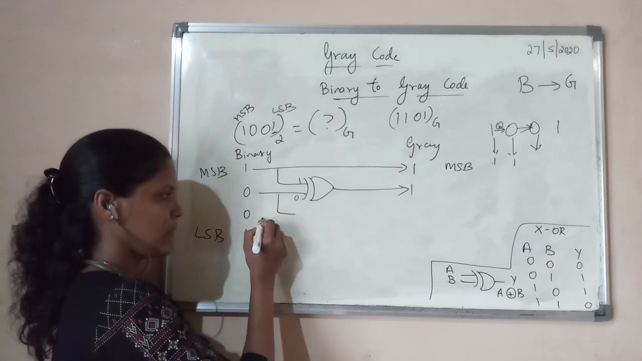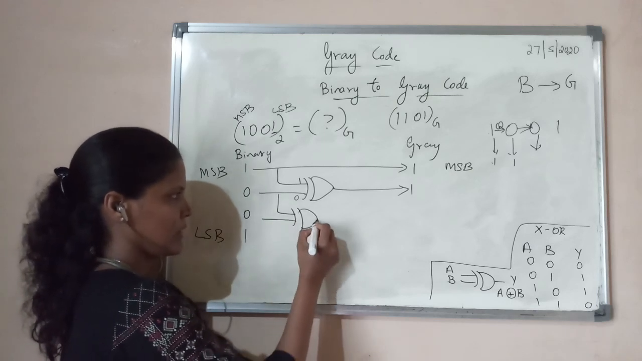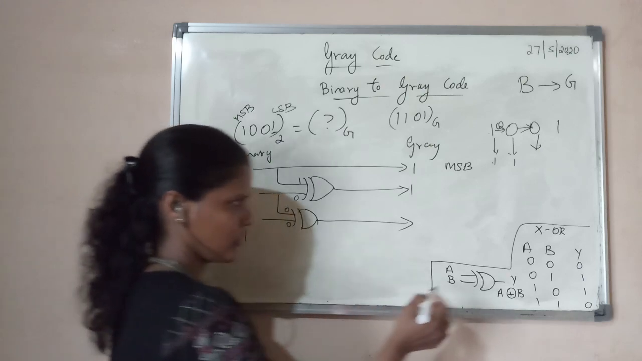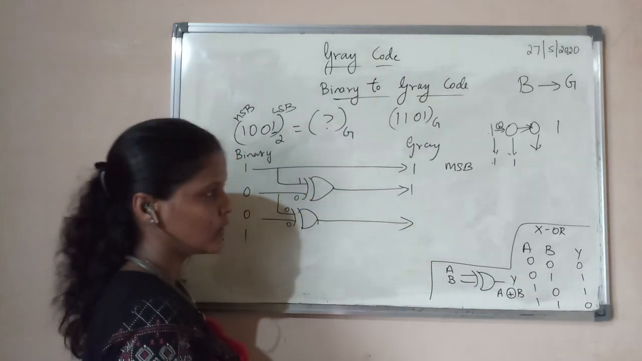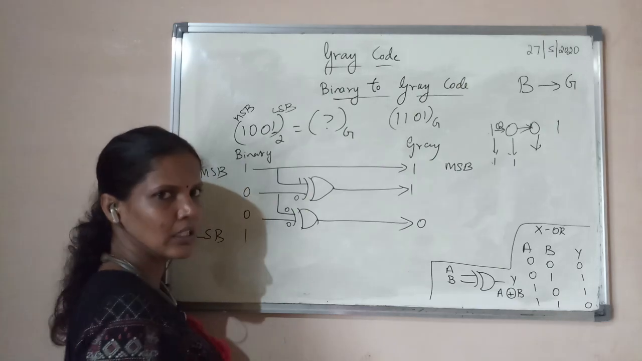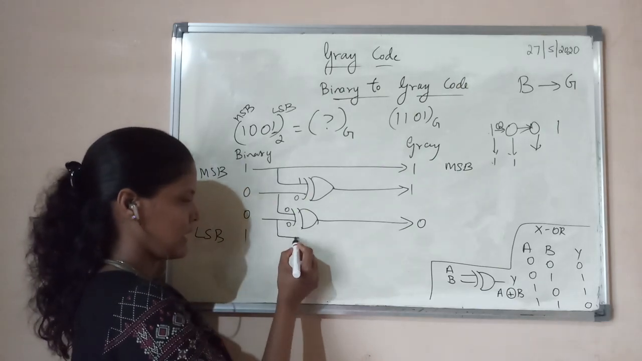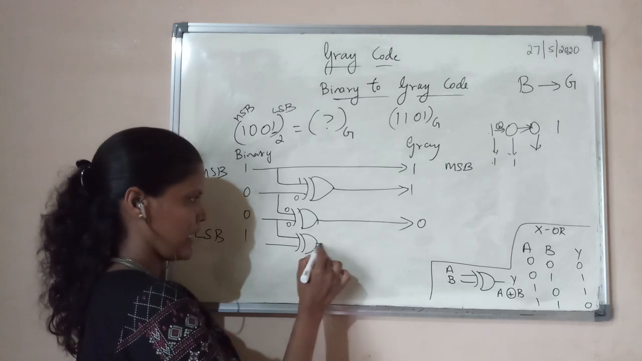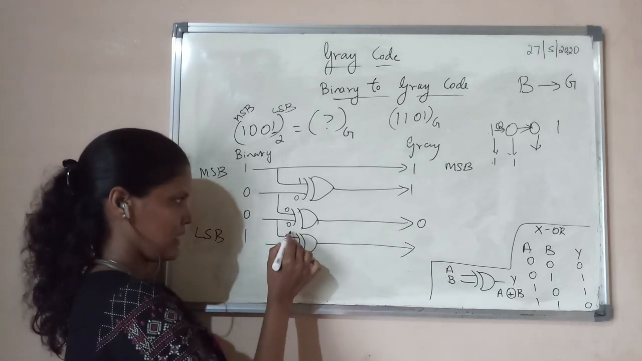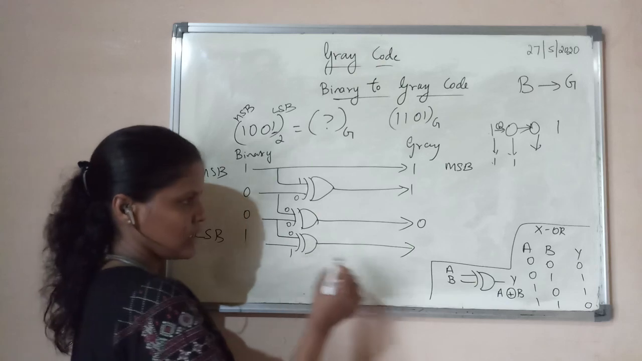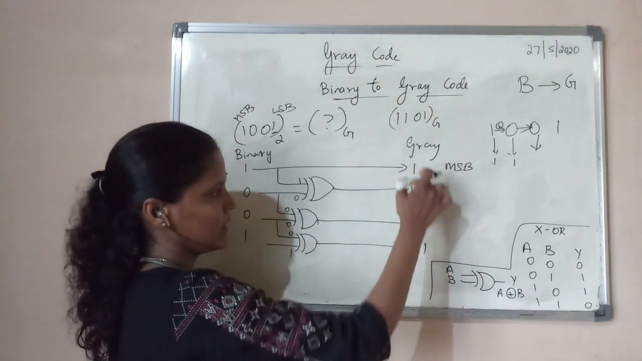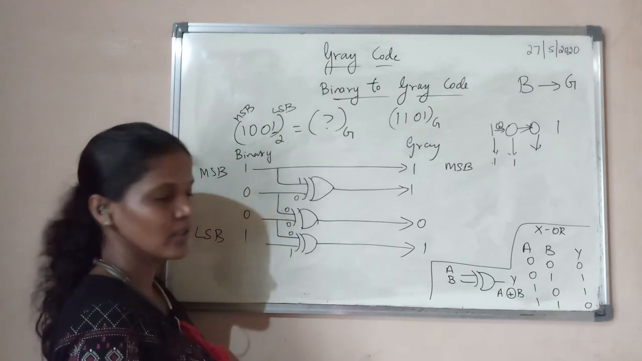Similarly, the second MSB and third MSB must be XORed. This value is equal to 0, this value is equal to 0. When both are 0, the output value is 0. Clear? And this third MSB and the LSB must be XORed. This is 0, this is equal to 1, so with 0 and 1 the output is equal to 1. So you got the same answer, 1101 to the base G.